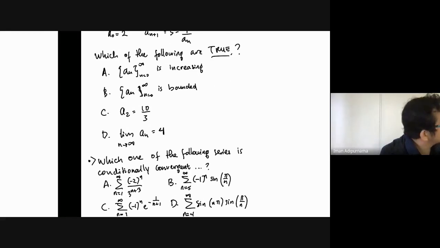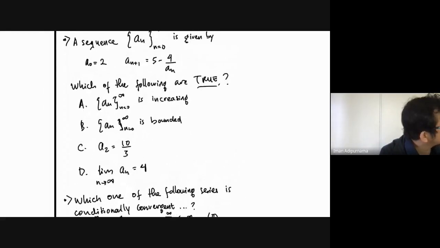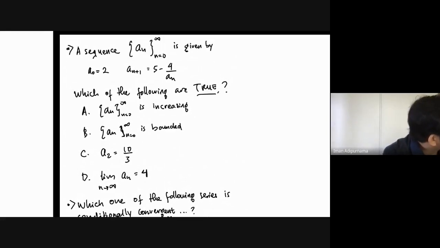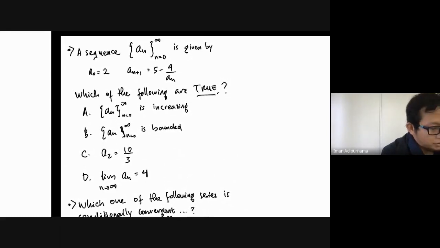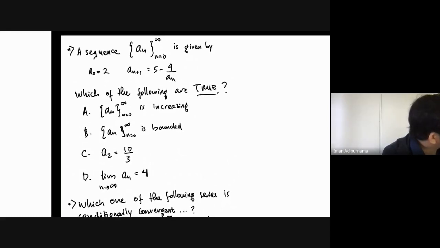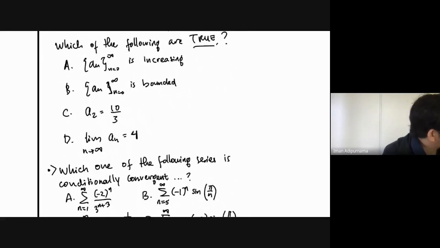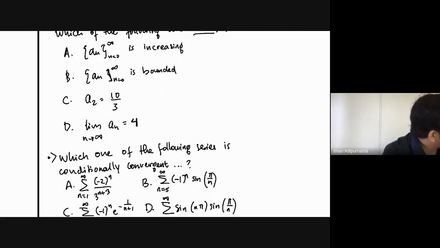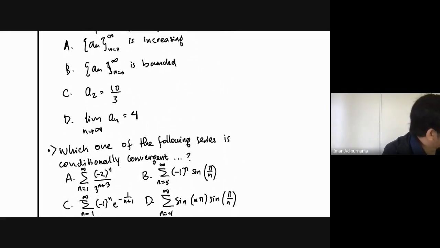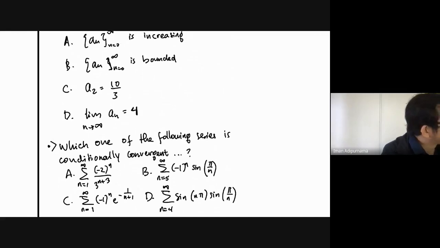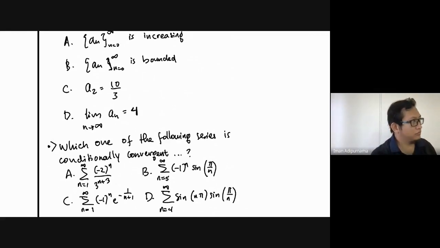Okay, number one is about the sequence, and you are given the formula of the sequence, and check which one is true. I think you can have more than one answer. And then number two is checking whether the series is conditionally convergent. And you have four options. Your midterm will be of similar difficulty to all these questions today.